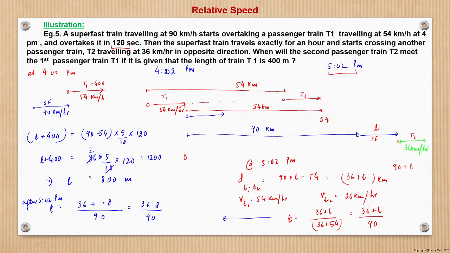So this is 24 minutes 32 seconds. So what is the time stamp? The time of meeting is 5:02 plus this duration. So 5:02 plus 24 minute 32 second is nothing but 5:26:32. So this is the answer to this question.